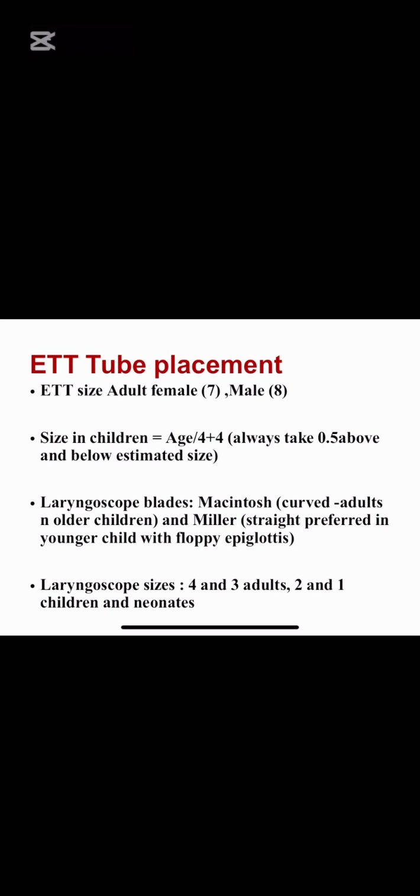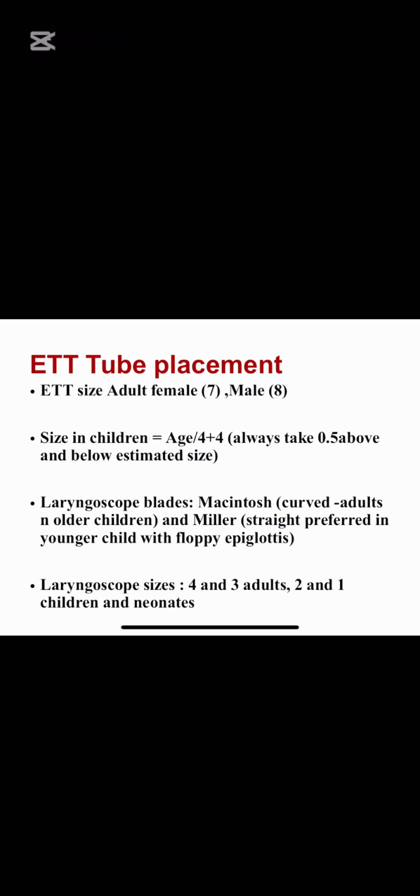Now for ET tubes, you also want to check the sizes. The commonest size used in adult females is size 7, while for adult males it is size 8. But for children, you want to check the size by measuring age over 4 plus 4. And it's advised for you to always take a size that is 0.5 above and 0.5 below the estimated size.